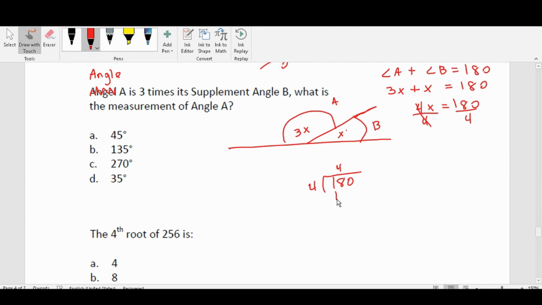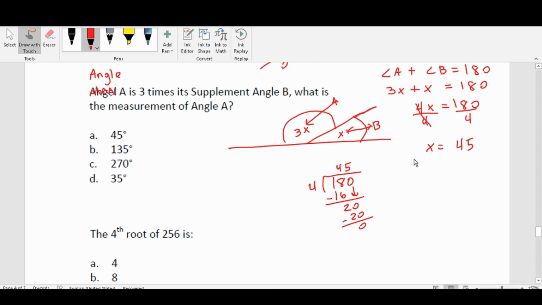4 times 4, of course, is 16. 18 minus 16 is 2. Drop down this 0. 4 goes into 20 5 times without going over. 4 times 5, of course, is 20. So there's no remainder. So we know x is equal to 45 degrees. Now we know B is x and A is 3x.